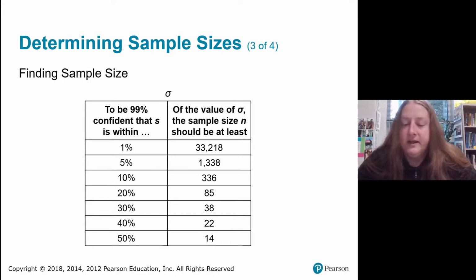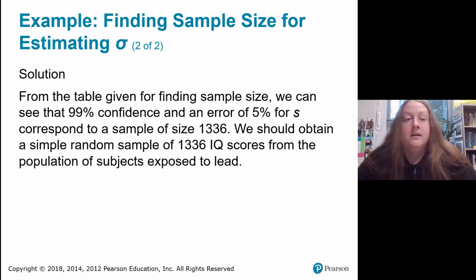It's 1,338. So from the table, we're finding the sample size, and it says 1,336 here. It's really 38. So we need 1,338 participants to obtain this estimate of our population standard deviation.